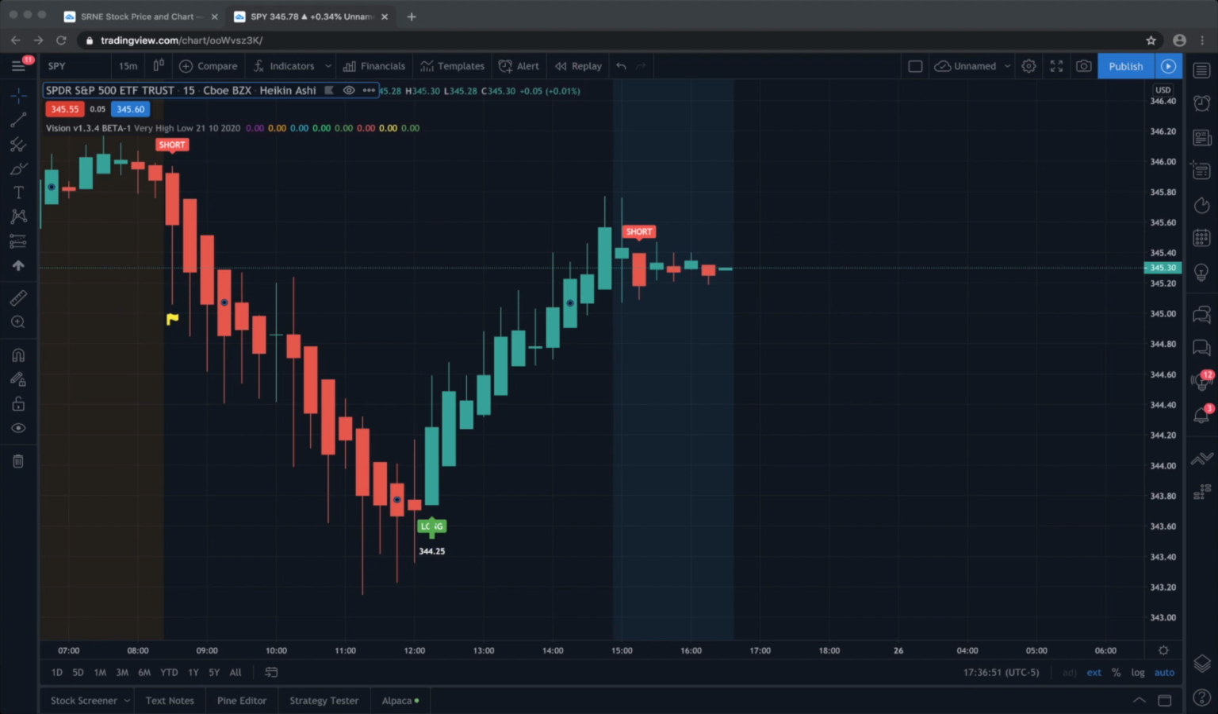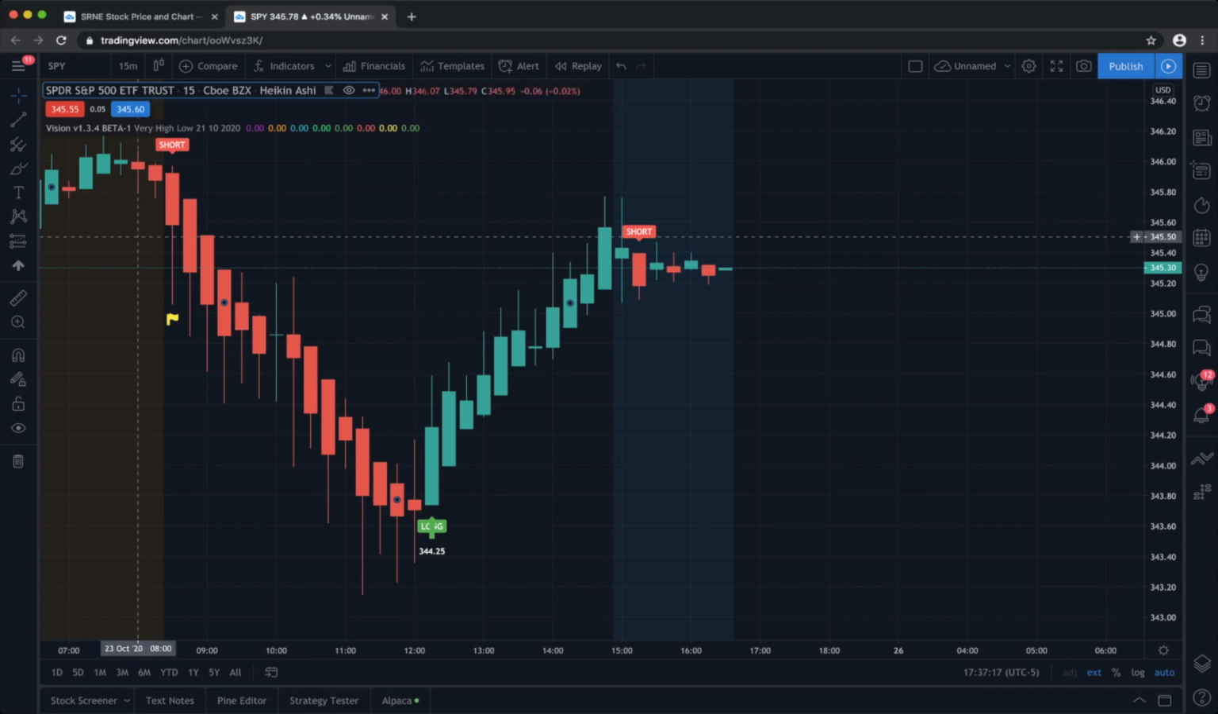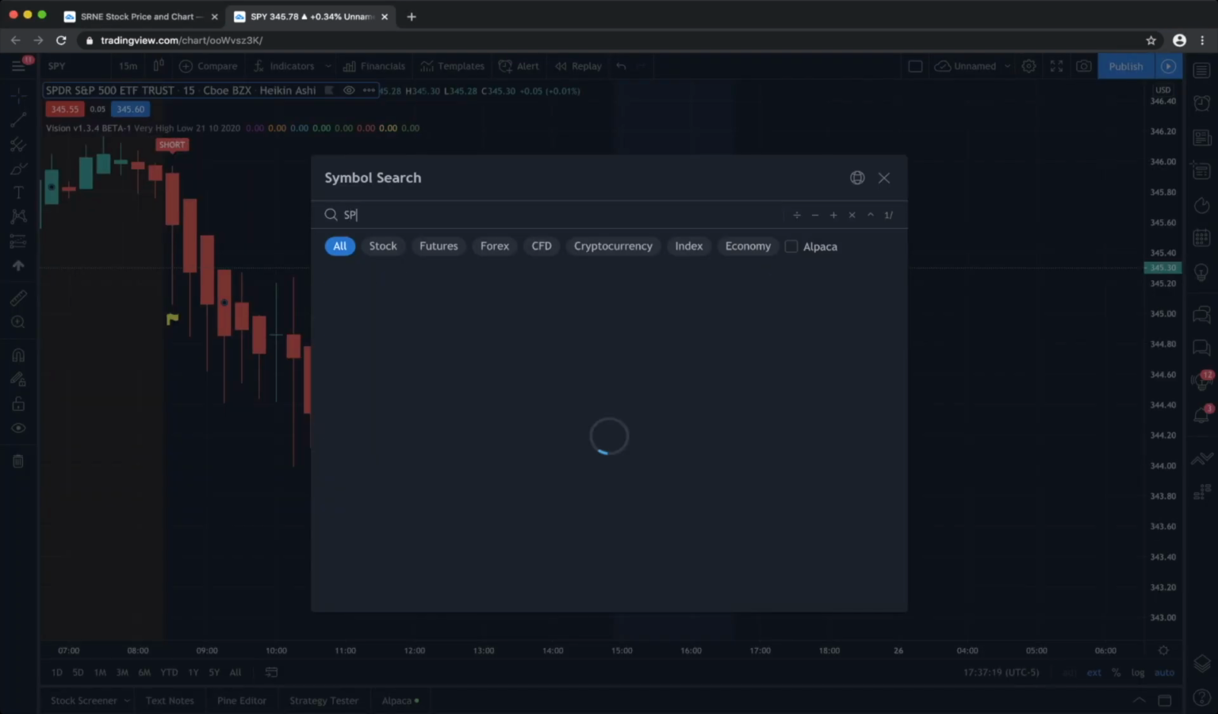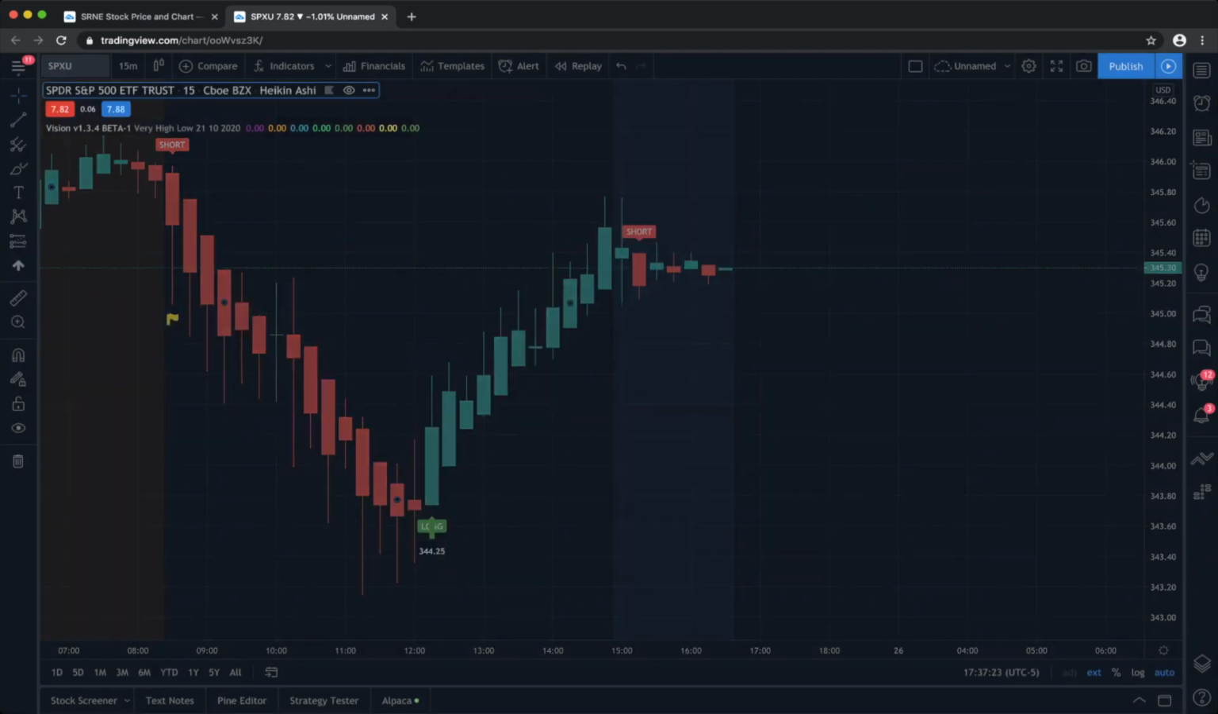Anybody else got any questions? Or does everybody understand the support and resistance deal that I showed? Can you hear me? I can hear you. What do you think about playing SPXU? It's supposed to be an inverse of SPY. The options on it are cheaper. I wasn't sure about volume and stuff.